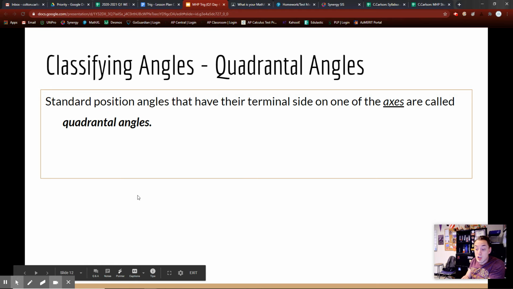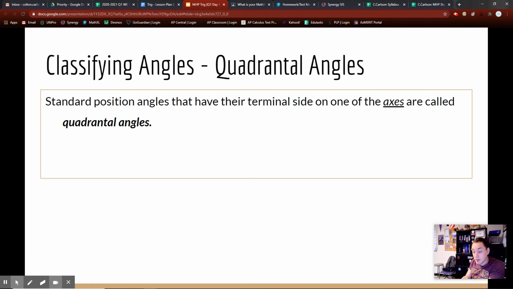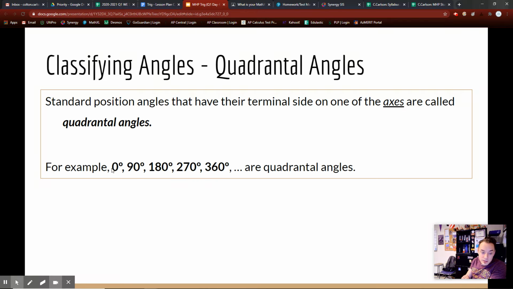Now this is something that's new because you haven't had geometry on the XY plane before, at least trigonometry on the XY plane. And so we do have specific types of angles, what we call quadrantal angles. Quadrantal angles are those whose angle lies on one of the axes. Okay, and these are the angles: 0, 90 degrees, 180, 270, and 360.